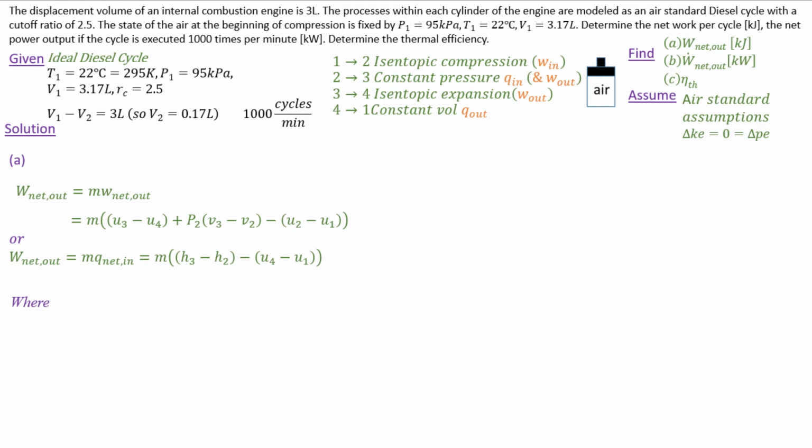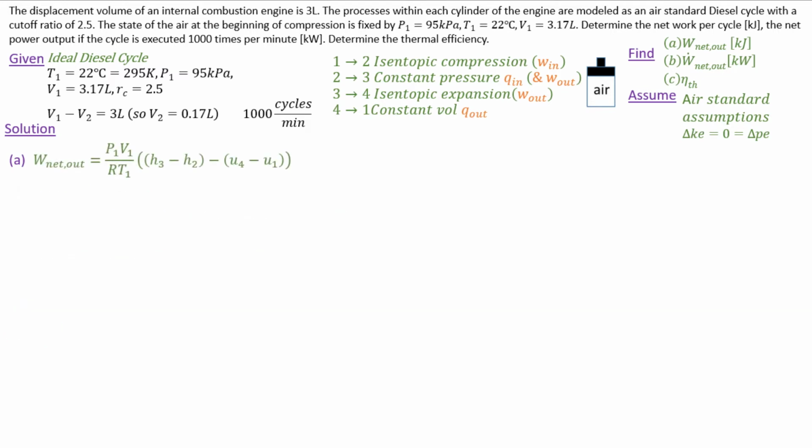So that takes care of that part of the equation, but I do need to take care of my mass as well. Because I've got air standard assumptions, I'm using air as my working fluid, it behaves like an ideal gas. I can apply the ideal gas law and calculate the mass based on that. So there's the work net output equation that I'm going to use, and now I'm going to get the power net output.